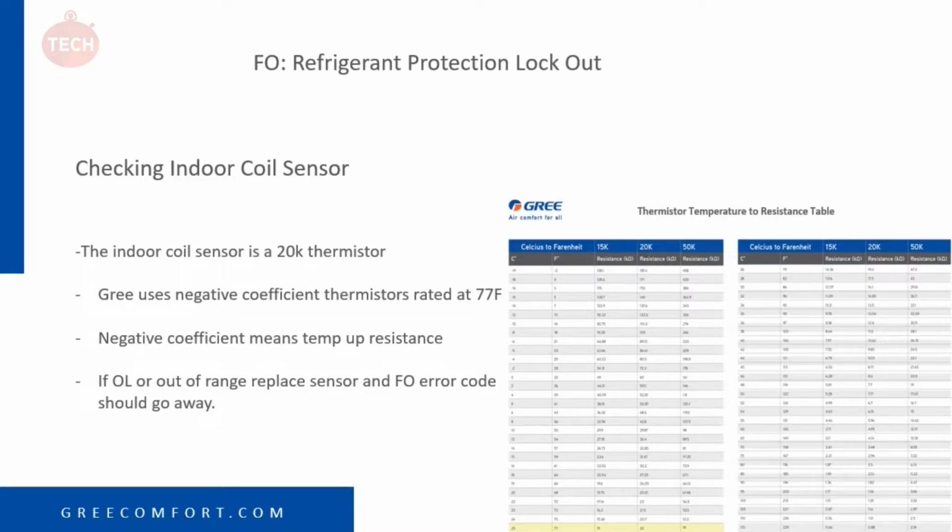To the right here is just a chart, and that's a chart you're going to find on our website. It's going to give you the 15K, 20K, and 50K. Those are going to be all the sensors that GREE uses. Typically, your 15K is your indoor outdoor ambient sensor. Your 20K is your coil sensor, your EEV sensors. The 50K is going to be your compressor discharge sensor. So again, on our website, you can find that, and you'll be able to ohm out all the sensors that would be found in your indoor or outdoor unit.